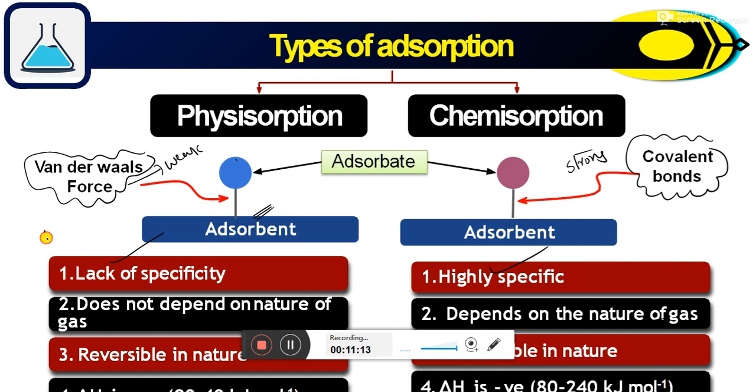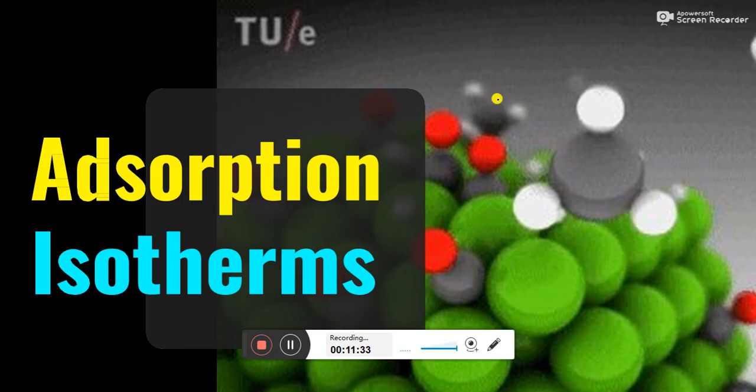The delta H value is negative for physical adsorption, and the amount of energy is 20 to 40 kilojoules. Chemical adsorption is also an exothermic reaction, with delta H value of minus 80 to 240 kilojoules per mole. So this is the idea about physical adsorption and chemical adsorption.